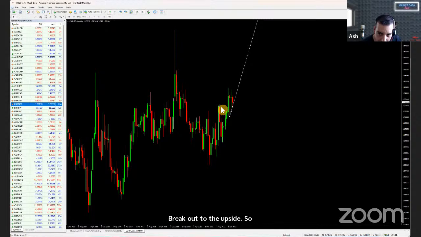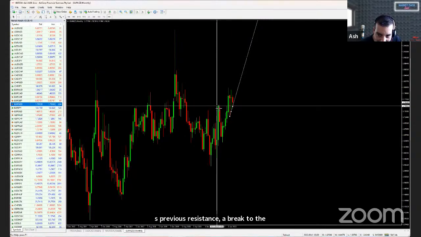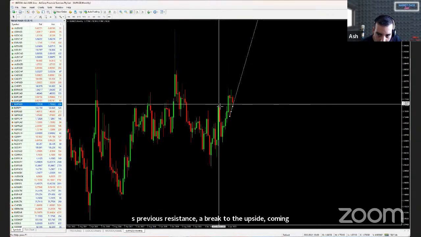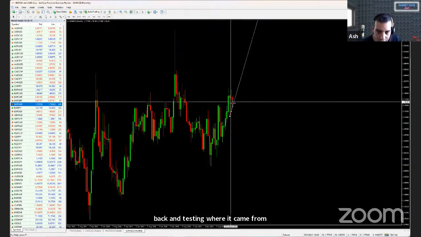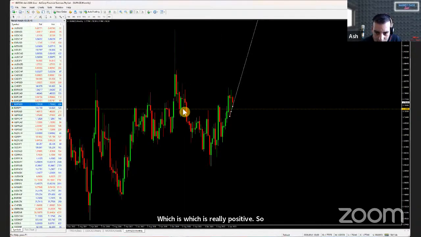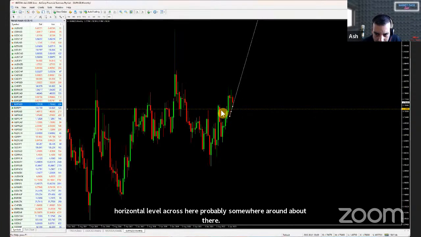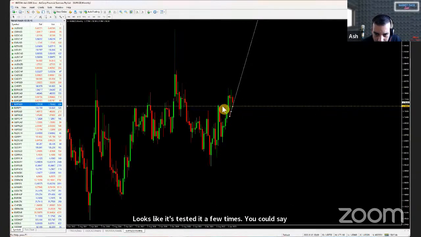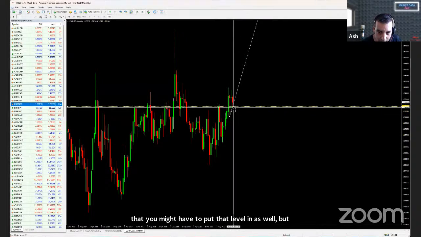So that's taking out this previous resistance, a break to the upside, coming back and testing where it came from, which is really positive. So nice horizontal level across here, probably somewhere around about there. It looks like it's tested it a few times. You could say that you might have to put that level in as well, but it's in and around this area is where it's testing.